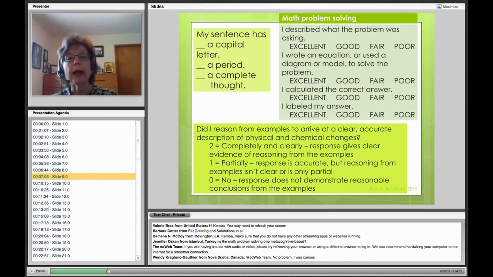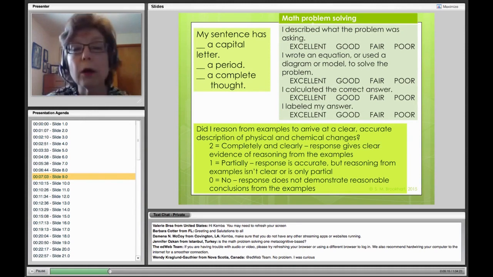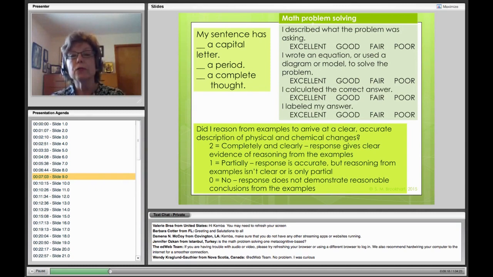The first thing you do is match the description with the student work. So you look at what the student did and you give it a 2 if and only if you can say that student work completely and clearly reasons from examples to arrive at a description of physical and chemical changes. There's clear evidence of reasoning. There are examples. Okay, then it's a 2. So it ends up with a rating, but it's not a rush to judgment. The principle that rubrics work on is that you match the description to student work, and then you get your rating. And the cool thing there is students can also use those descriptions.